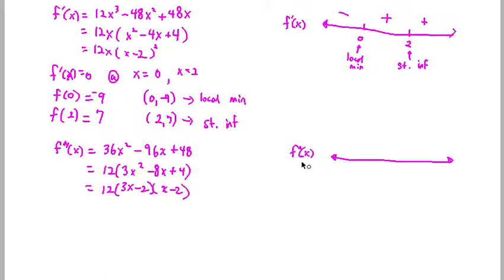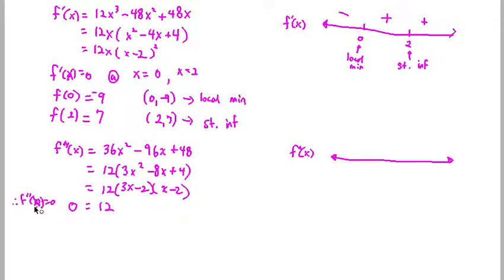Remember we said that there's a point of inflection when f double prime is 0, and also when we have a change in concavity. So let's figure out what the zeros of this are. This is equal to 0 when, therefore, f double prime of x equals 0.